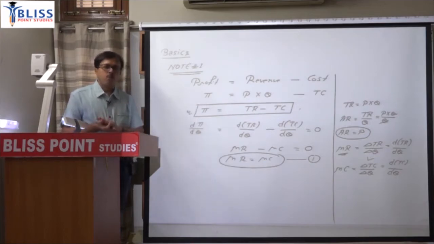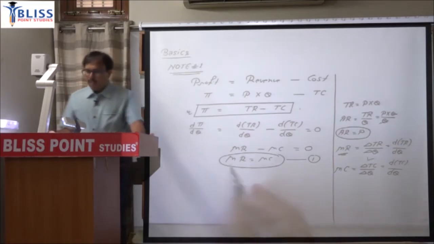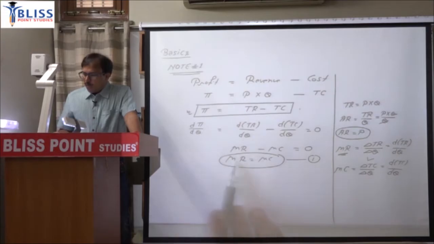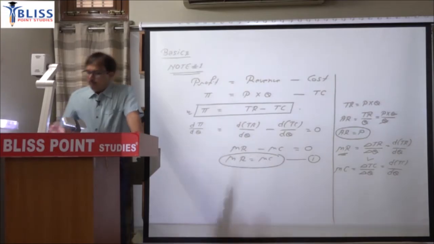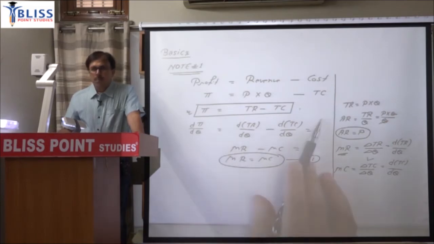So how much quantity will the firm produce? Firm will always produce that much quantity where its profit gets maximized, and its profit gets maximized where marginal revenue is equal to marginal cost. Clear? So first condition is that MR must be equal to MC. But as you know, first differentiation is 0 and second differentiation should be negative.